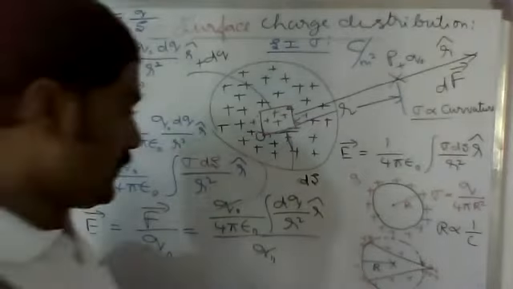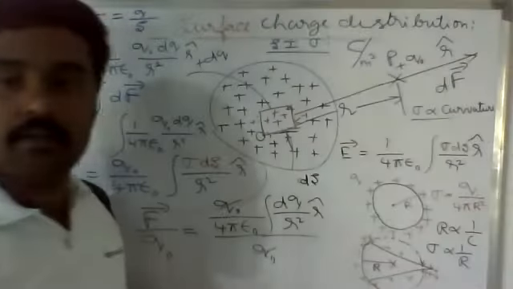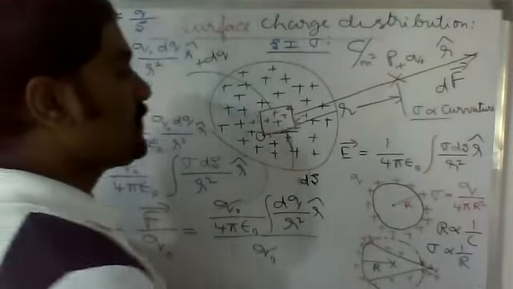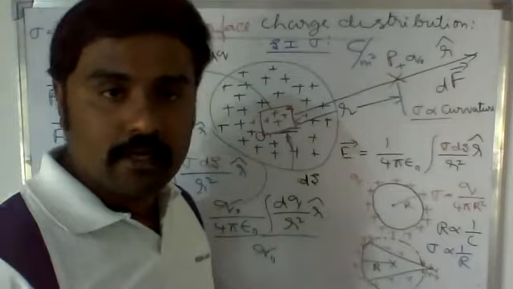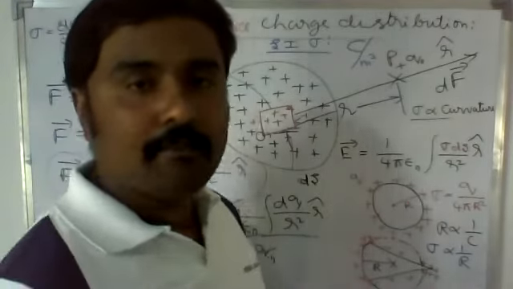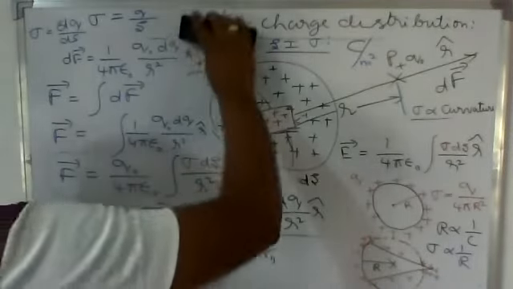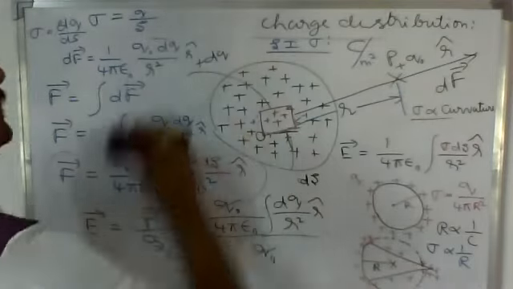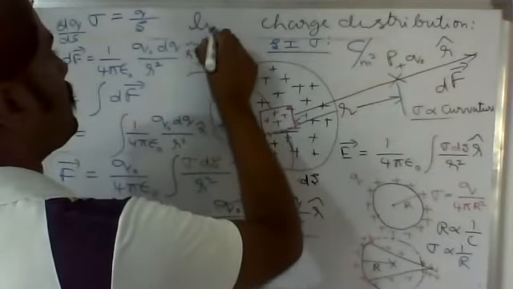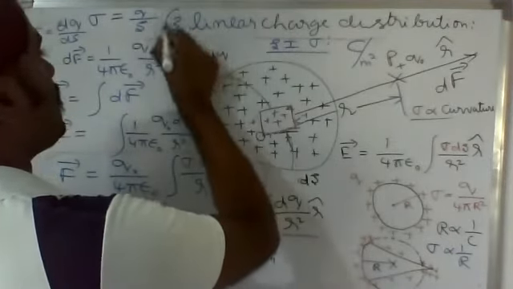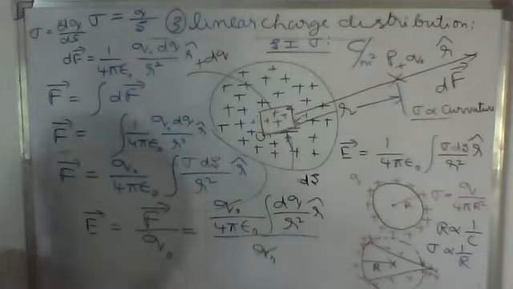Surface charge density is inversely proportional to radius of curvature, right? Surface charge density is directly proportional to curvature and inversely proportional to radius of curvature. And this is the second type of continuous charge distribution. So the last one is linear or line charge distribution.